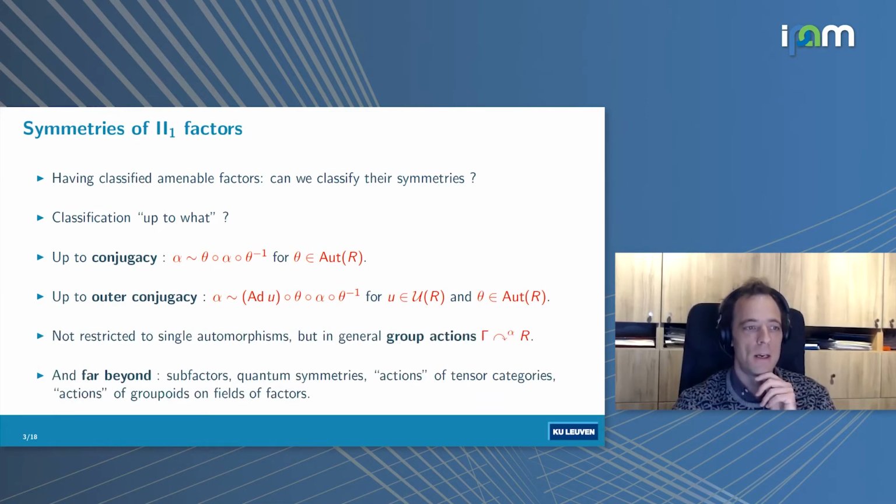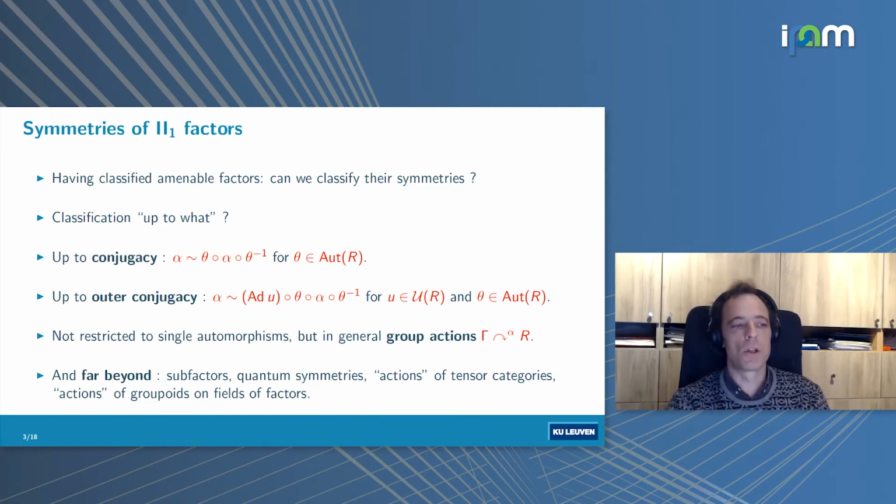Now, in a minute, we will of course not restrict ourselves anymore to just single automorphisms of the hyperfinite II_1 factor, but there will be entire groups of automorphisms, so groups Gamma acting on R by automorphisms. And then, but this is not the topic of my talk, although I will give certain hints to that, one can go far beyond that, of course, and start classifying subfactors and view them as quantum symmetries, and then view them as, say, actions of tensor categories on II_1 factors or on von Neumann algebras.